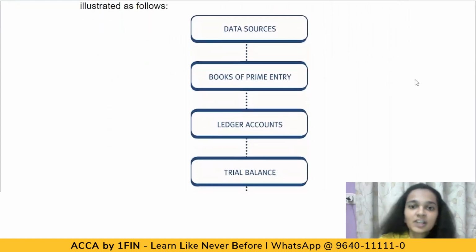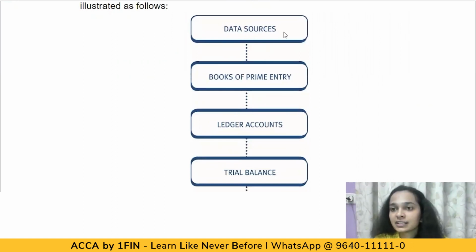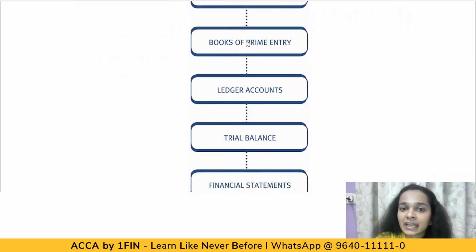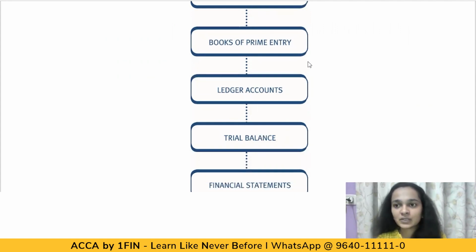Let's understand. The first step here is the data sources. Basically, this is where the transaction happens, and data sources are the documents which are available as a result of any transaction which is happening. All this data is then entered into the books of prime entry. There's a little difference in format which we'll see here. This is not similar to what we follow in India. The basics, the concepts are the same. It's just that there's some format difference. The other things are completely the same.